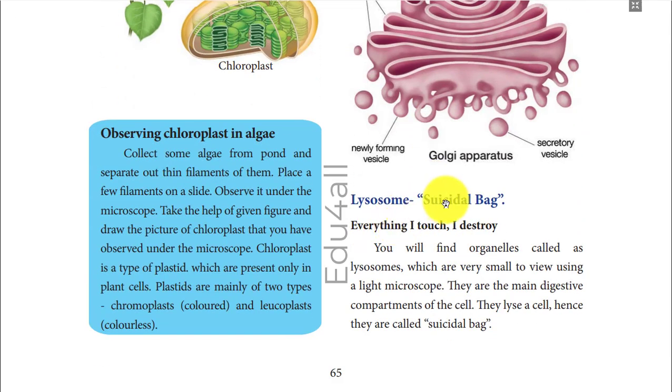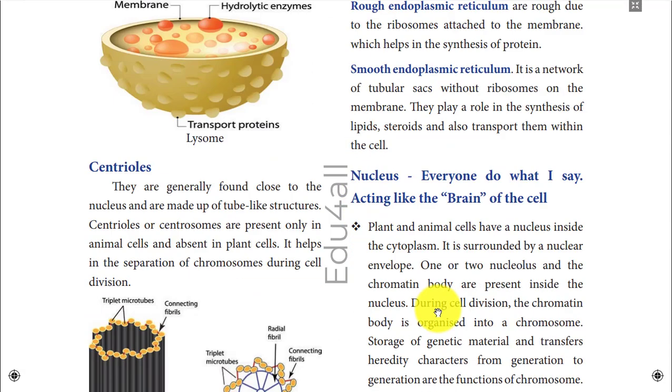Next are lysosomes, which are called suicidal bags of the cell, which have lytic enzymes that can digest the cell or single organelles. If cell organelles are damaged, they are digested by the lysosome. If the whole cell is damaged, it will be fully digested by the lysosome, so it is called a suicidal bag.